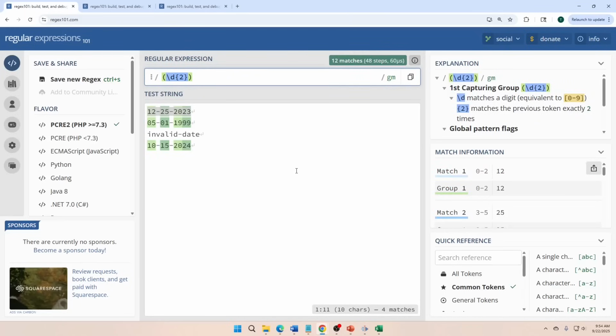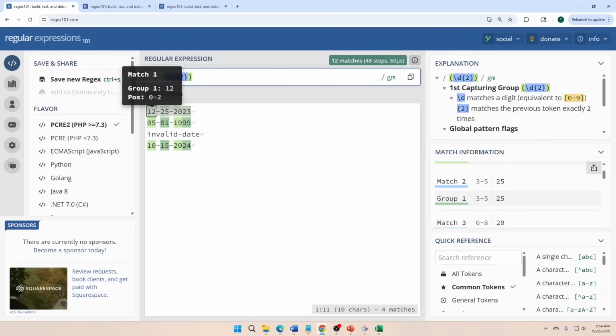And next thing you know, we've got our first match, which is the 12, and it's in group 1. We have the next match, which is 25, and it becomes group 1 as well. The reason is that these groups start growing as we add more to the pattern. It's treating each of these matches separately, and once it's done, it moves on to the next one. That's not quite what we want.